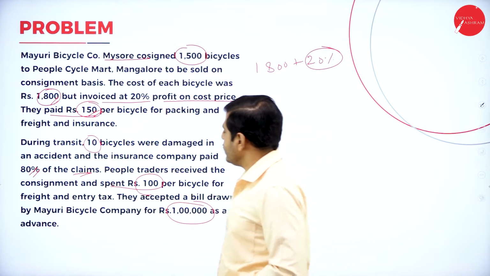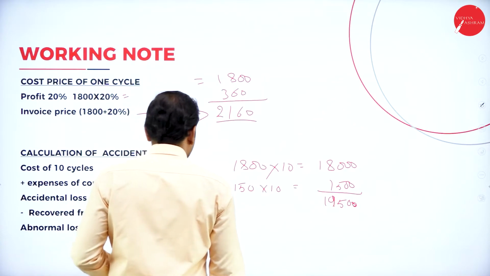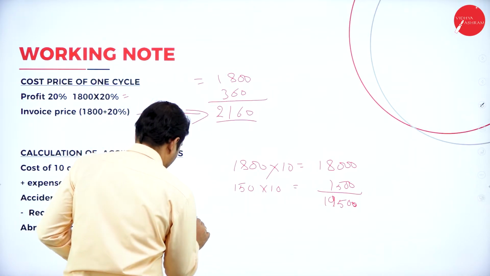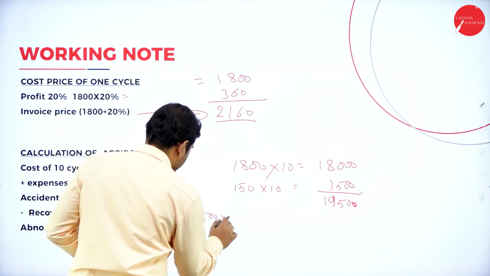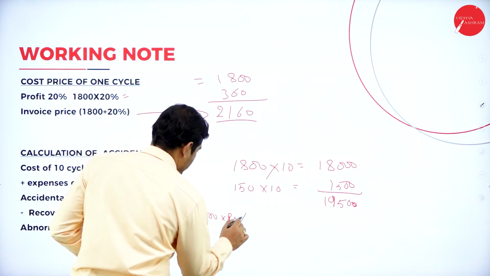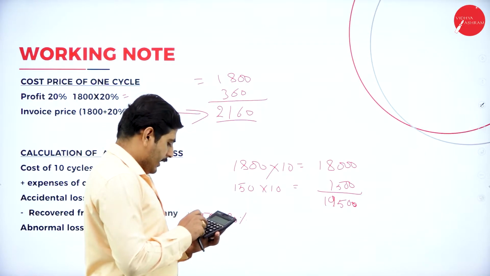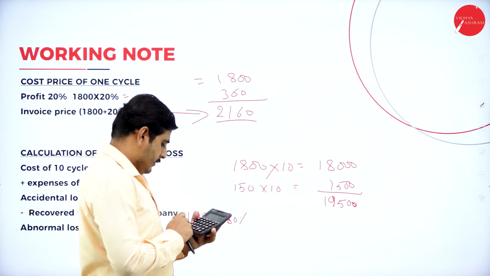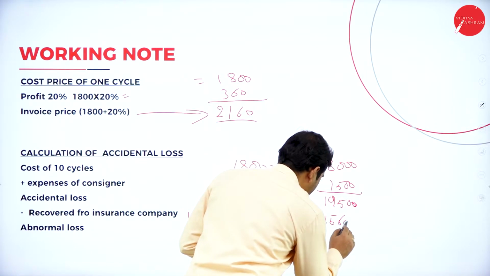Insurance company here is giving only 80% of the claim. So 19,500 into 80%, let's calculate. That means the insurance company is giving only 15,600.